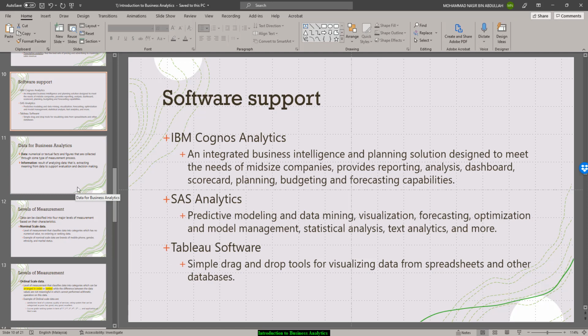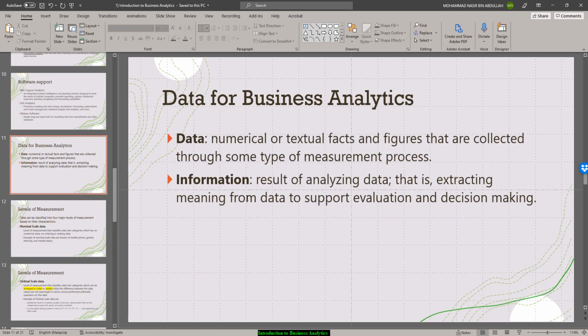So Tableau software, this is another powerful software. It's a software for data visualization, right? It has simple drag and drop tools for visualizing data from a spreadsheet and other databases. Nanti kita akan belajar nanti dalam chapter number 3, right? So don't worry, this is a very simple software. Right. Now let's look at data for business analytics.